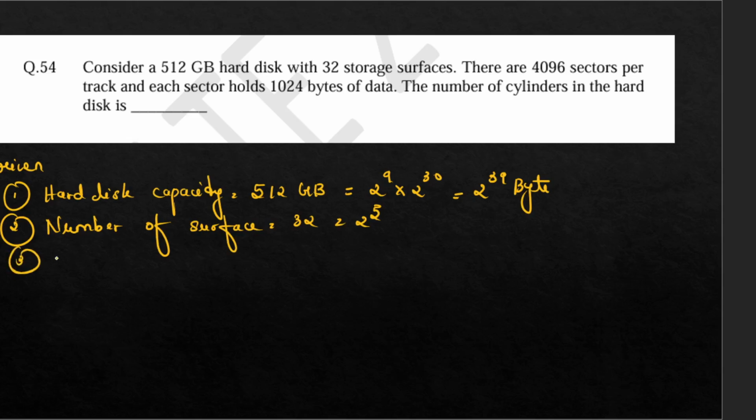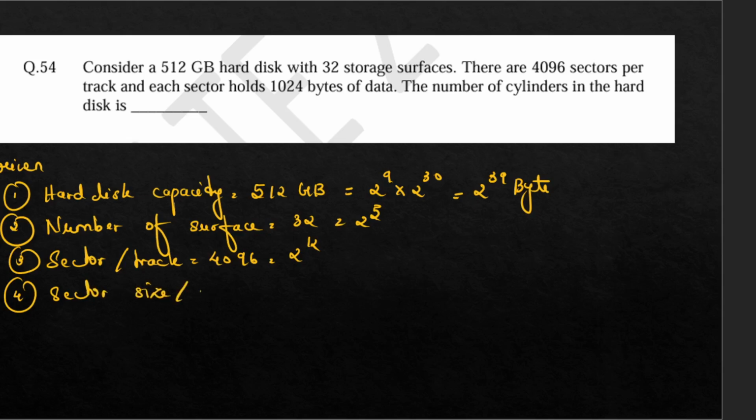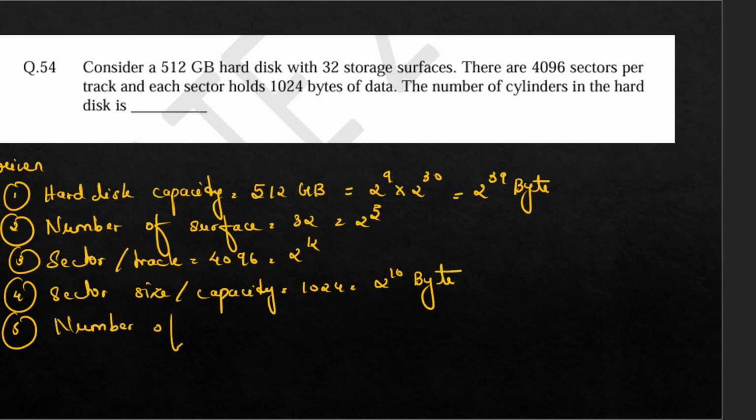Now they have given sectors per track, 4096, which is 2 to the power 12. Then they have given sector size or capacity, which is 1024, which is 2 to the power 10 bytes. And they are asking fifth, number of cylinders, is x. Number of cylinders is x.